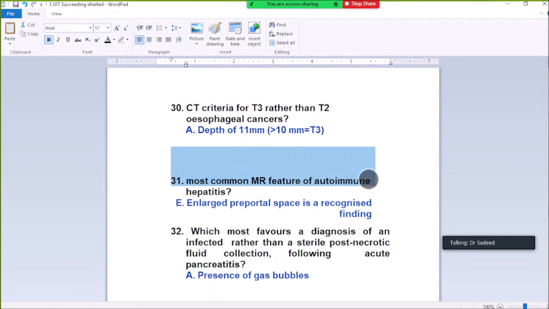Question 31. Most common MR feature of autoimmune hepatitis is enlarged periportal space, a recognized finding. In autoimmune hepatitis, enlarged periportal space is a recognized finding.